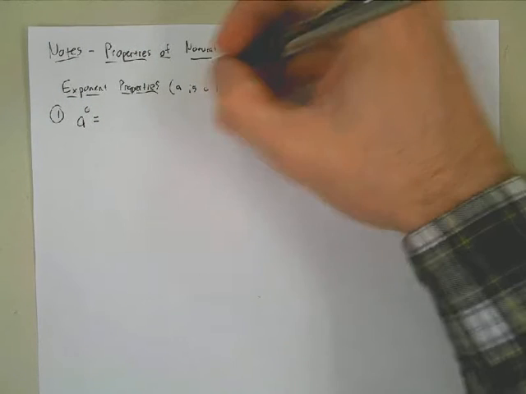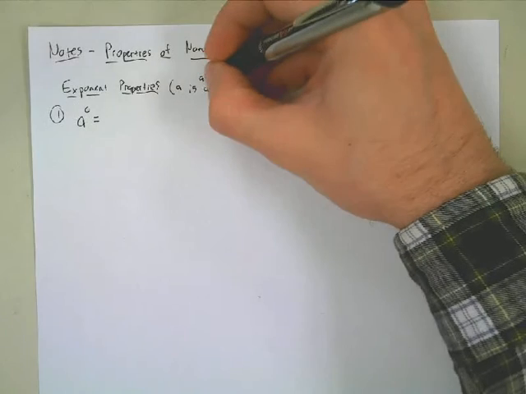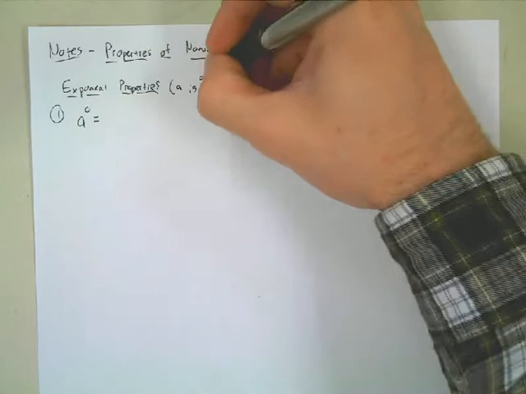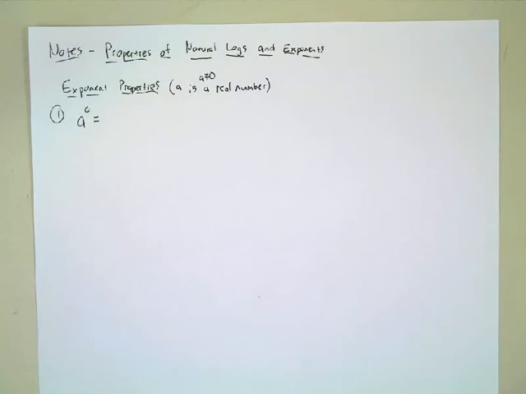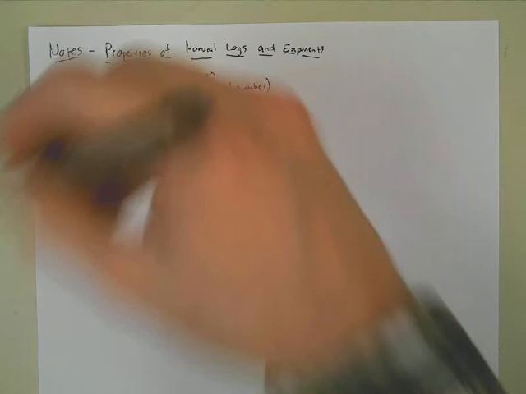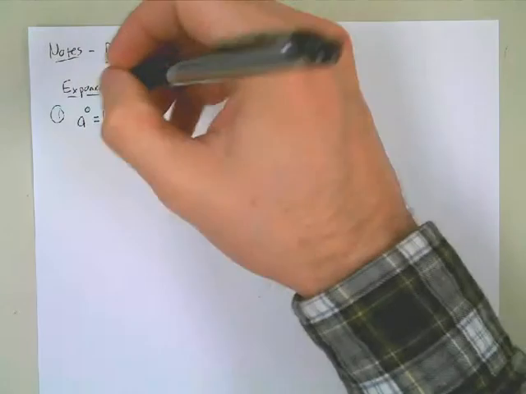A also is not equal to 0. That's important. Okay, so what is a to the 0? 1. Beautiful. Never quite understood that rule, but yeah. Why is a to the 0 equal to 1? Need to explain it. It just is.